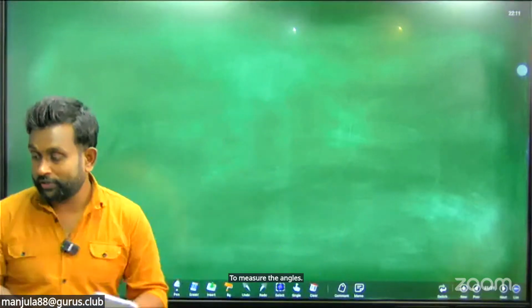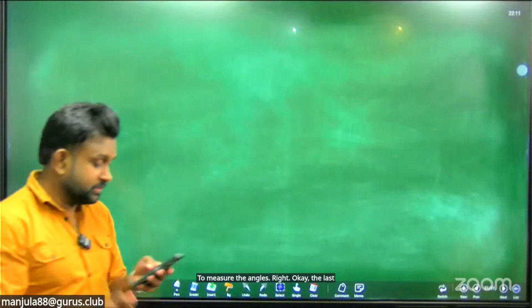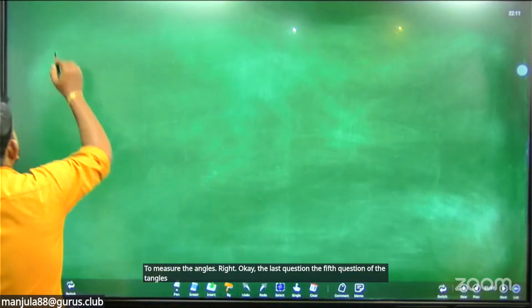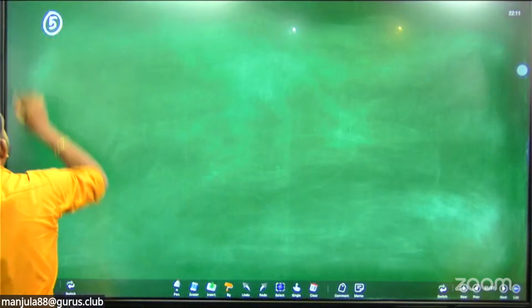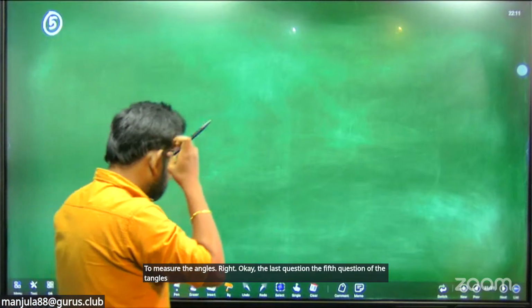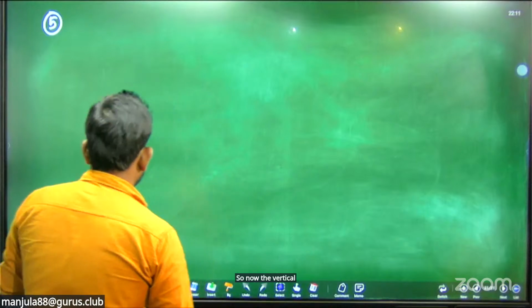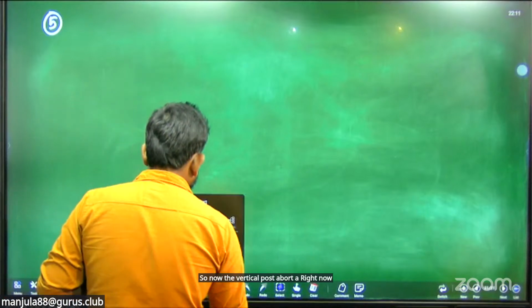Right. Okay, the last question, the fifth question of the triangles. So now the vertical post AB, right, now you can see the triangle there.